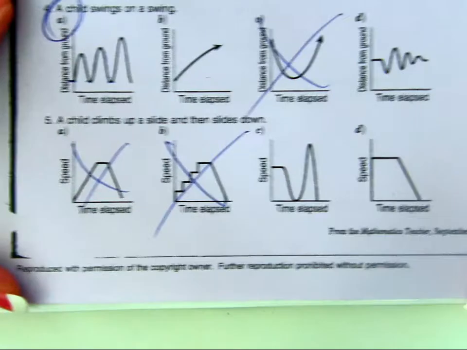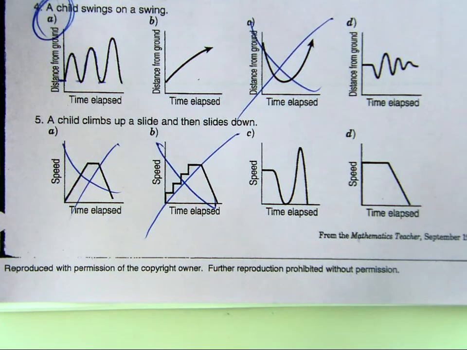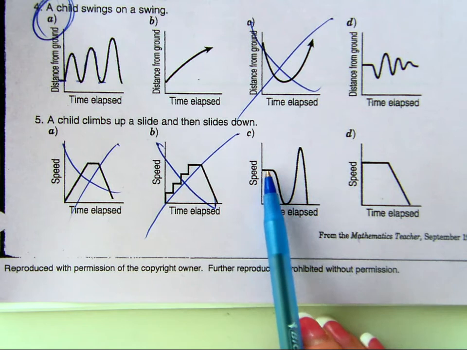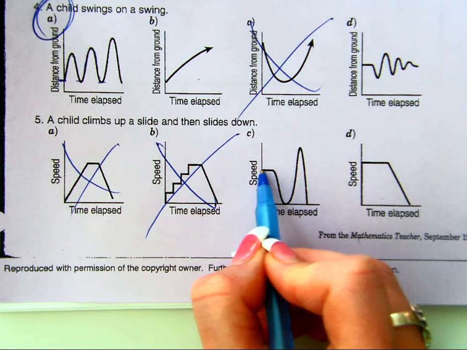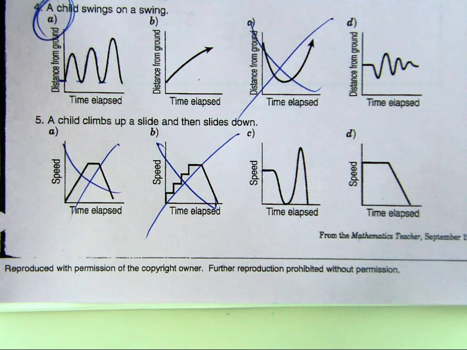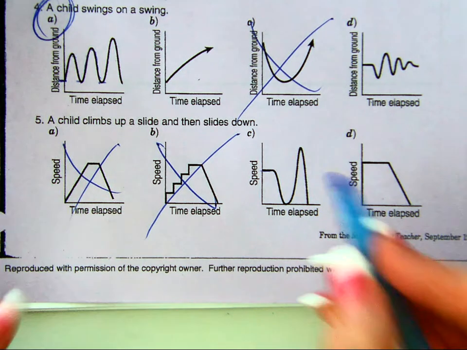So let's take a look at this one. When you are climbing up a slide at a steady speed, this means you're climbing up the steps, right? And when you climb up the steps, isn't it pretty steady? You just kind of walk. So there's your steady speed.